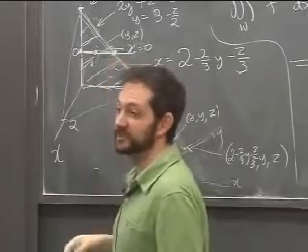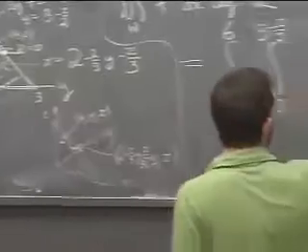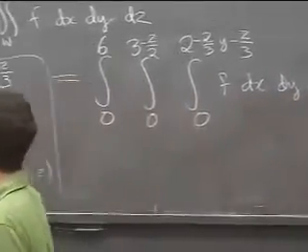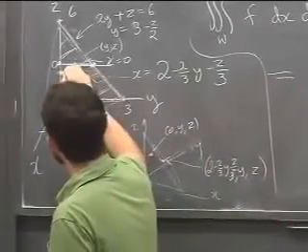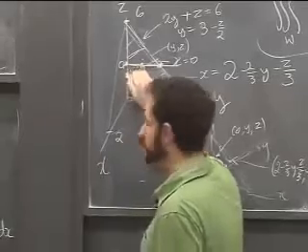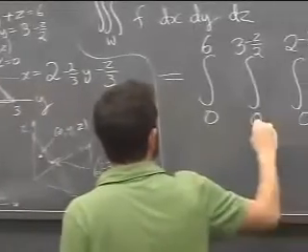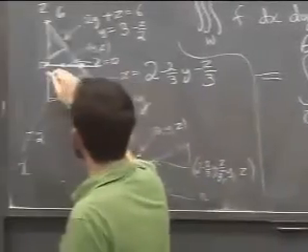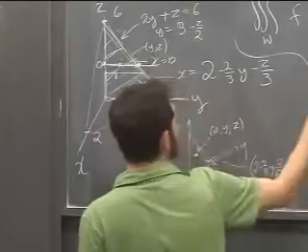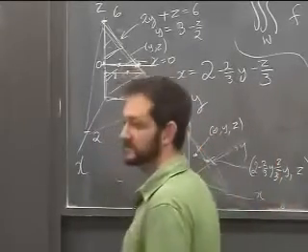And then I'm going to let z vary. So basically it goes like this. Pick a z between 0 and 6. Okay, there's my z. Now, pick a y between 0 and 3 minus z over 2. There's my y.